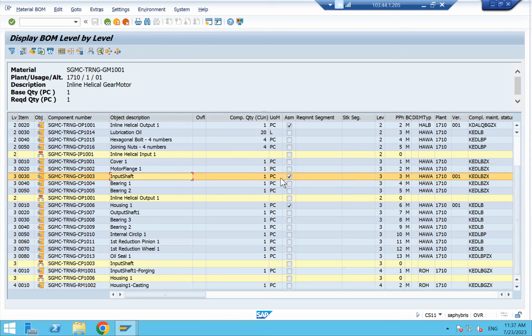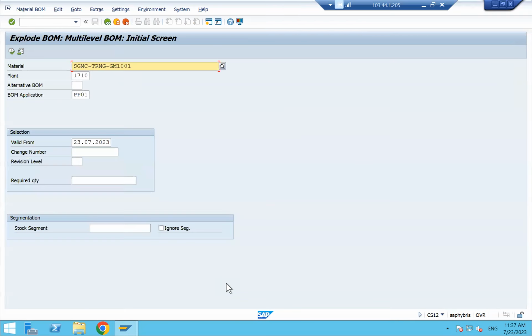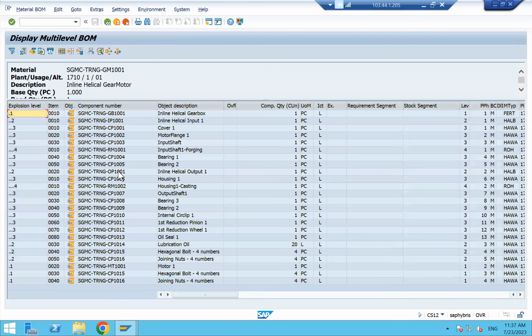Is it clear? Yeah, thank you. So thank you, Kani. Yeah, understood. Right. Now this one is the multi-level BOM. Maybe if this is more clear for you, you can use this also. What is this BOM telling?